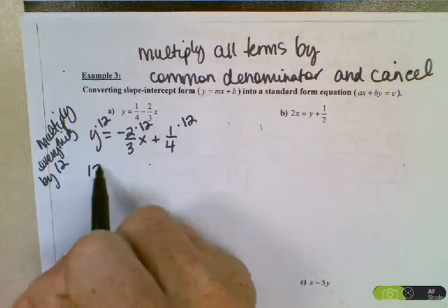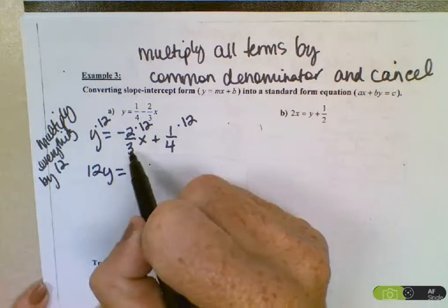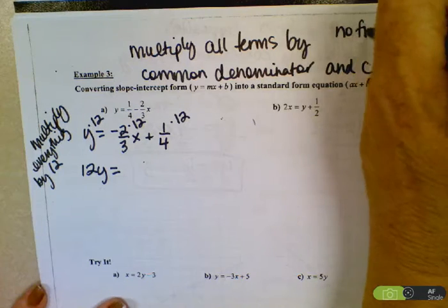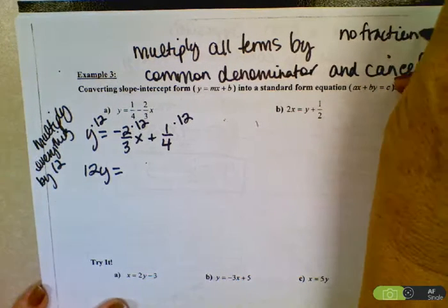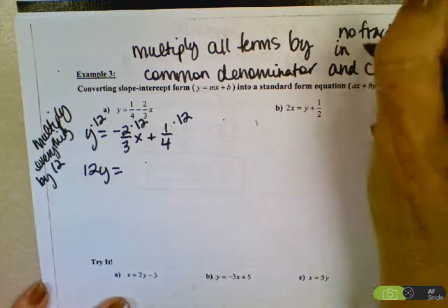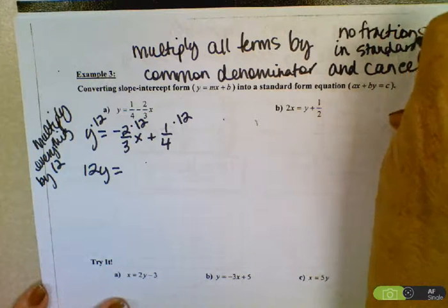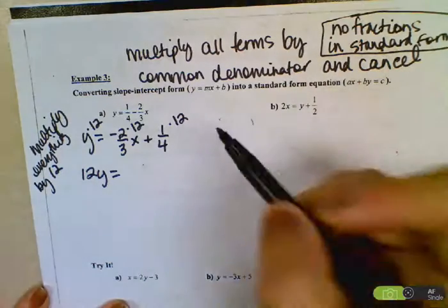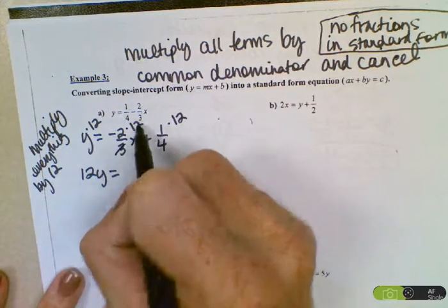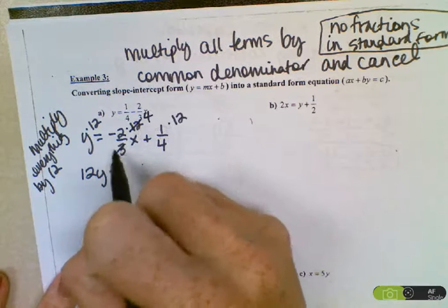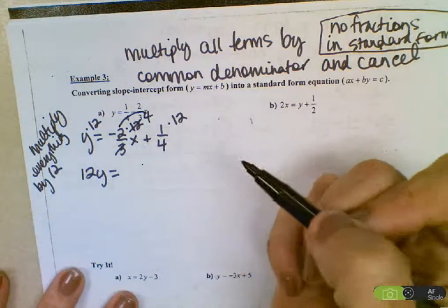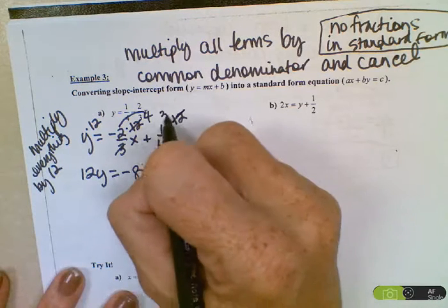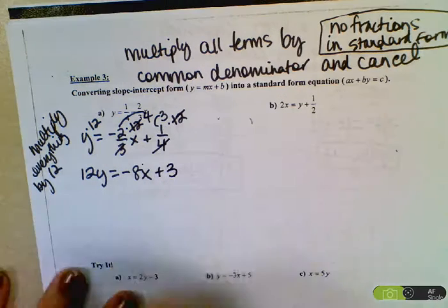So left side's easy. We just have 12y. And, oh, one of the rules in standard form equation, the reason we're doing this, no fractions in standard form. Ever, ever. That's a rule. Okay? So, 3 goes into 12 4 times. Now by doing that, I eliminated my fraction. Now I just have to multiply those two. So 4 times -2 is -8x. 4 goes into 12 3 times. 3 times 1 is 3.